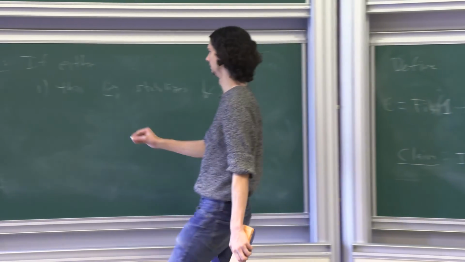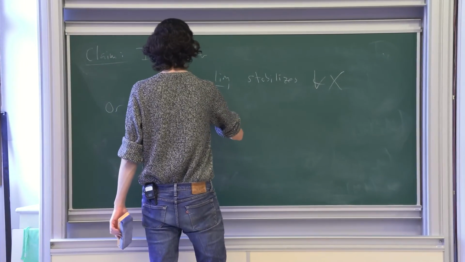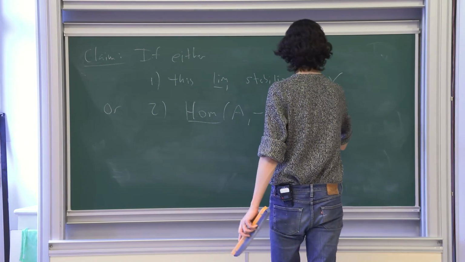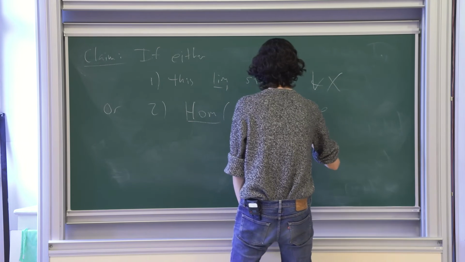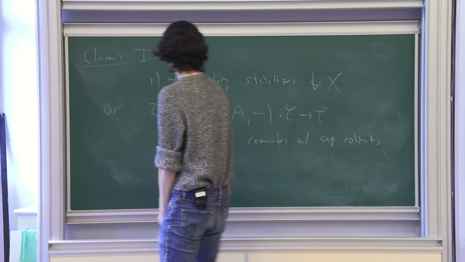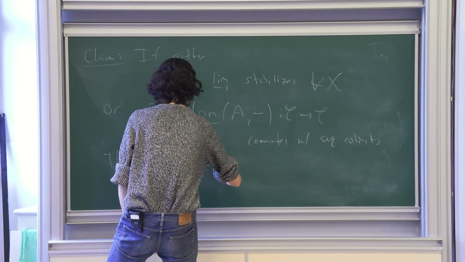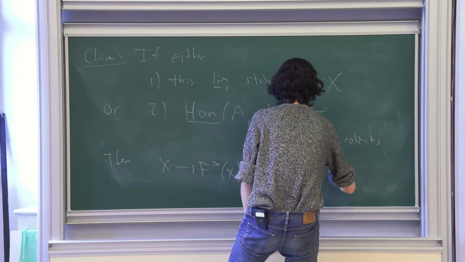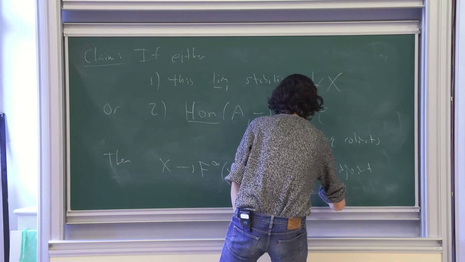or two, internal Hom out of A as a functor from C to C commutes with colimits, or really maybe only needs sequential colimits, then X goes to F infinity X is the left adjoint to the inclusion D inside C.